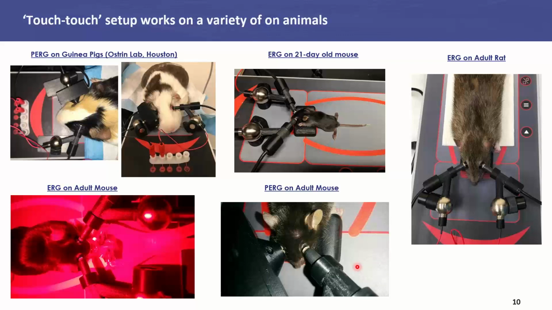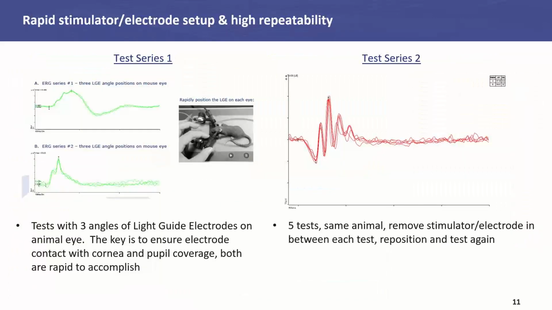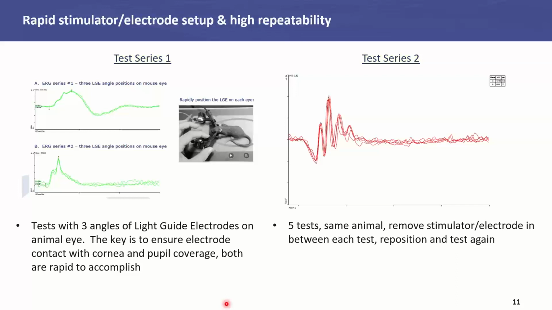The Celeris can be used on a variety of animals, from baby mice, there's a 21-day-old mouse here, to guinea pigs, to chickens, rats, rabbits. I think somebody was using tree shrews. So you can really run any small animal on the Celeris. It has very high repeatability.